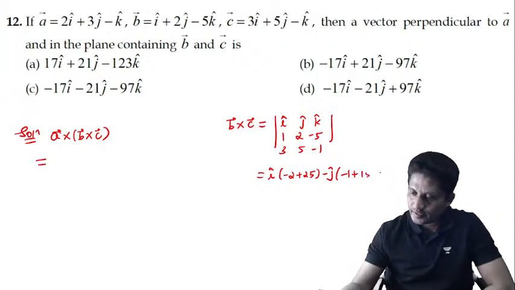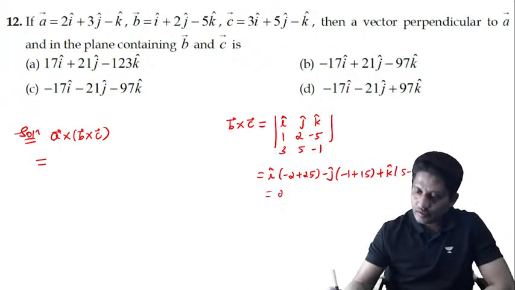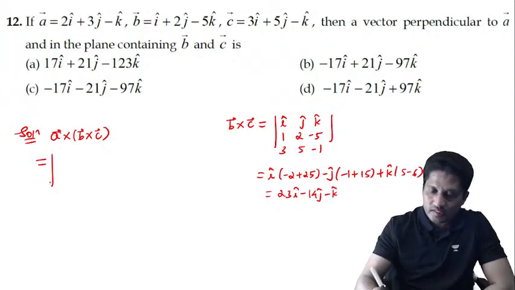Minus 1 plus 15. Plus K into delete first row, last column, you get 5 minus 6, which is equal to 23I minus 14J minus K. Now I'll find out A cross B cross C, which is again a determinant, components of ijk.